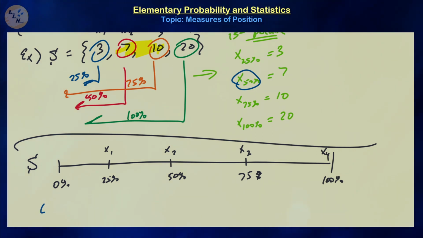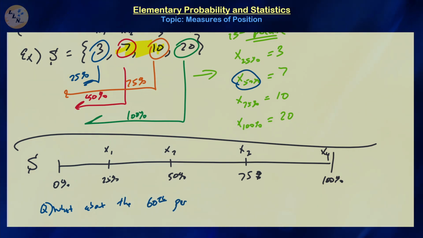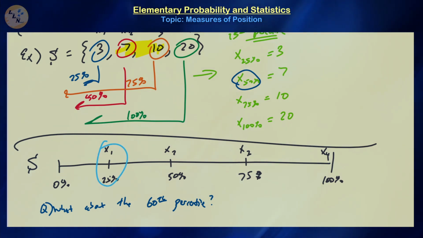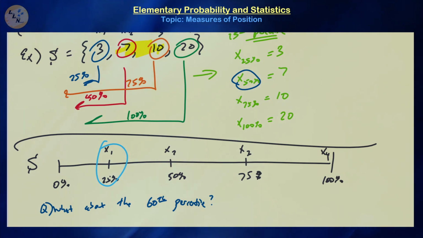So let's ask a question. What about the 60th percentile? So what would the 60th percentile be? Well, is it going to be x1? Well, 60% of the data definitely is not less than or equal to x1, only that value is less than or equal to that, and that's definitely not 60%. And if we consider x2, well, that's not going to be the 60th percentile either, because only 50% of the data is going to be less than or equal to it.